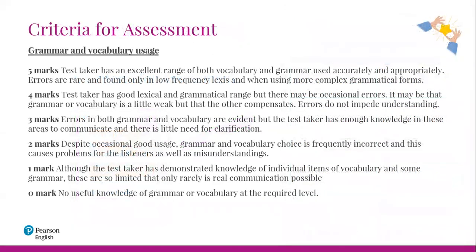So let's look at the descriptors and look at this document in a little bit more detail. So what do we have there in this criteria for assessment document? We have the set of descriptors for marks in grammar and vocabulary usage. And there we can read that, for example, Mark 5 means that the test taker has an excellent range of vocabulary and grammar. Vocabulary and grammar that is used accurately, appropriately, very rare errors, but this is excellent range of vocabulary and grammar.